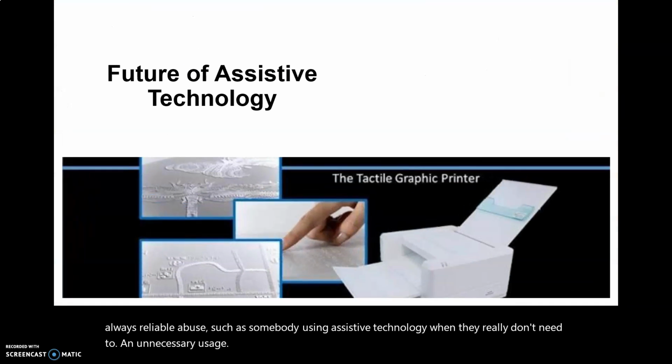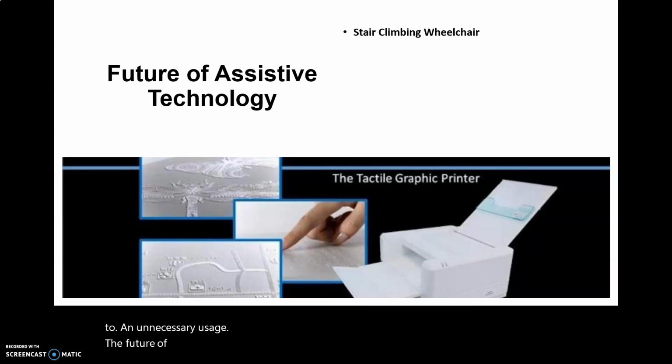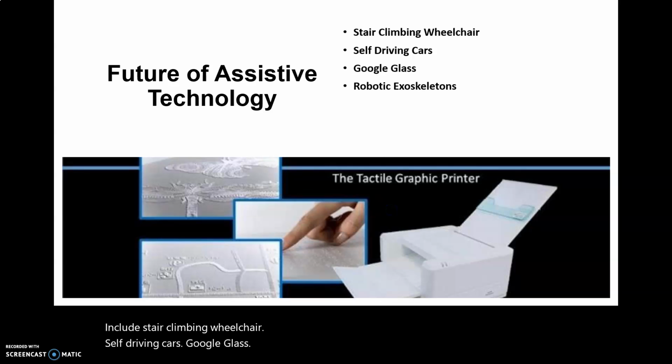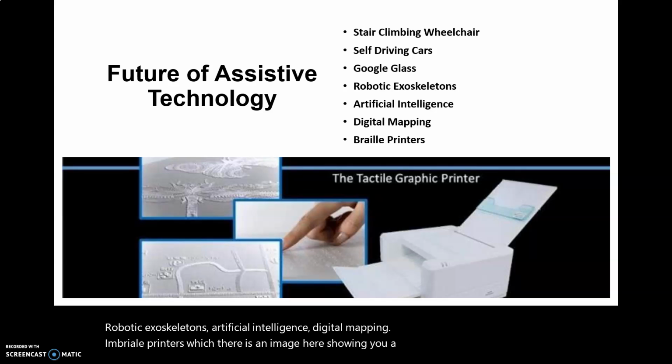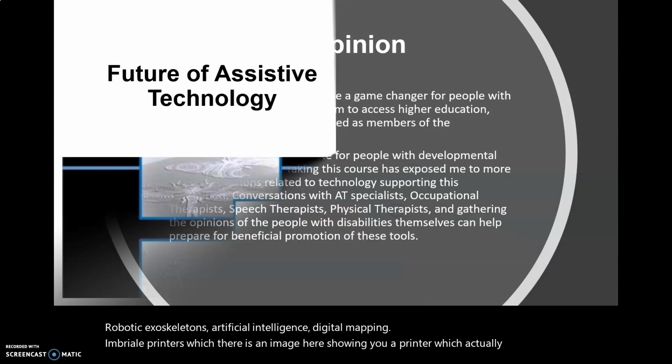The future of assistive technology includes stair climbing wheelchairs, self-driving cars, Google Glass, robotic exoskeletons, artificial intelligence, digital mapping, and braille printers, and there's an image here showing you a printer which actually can make braille.